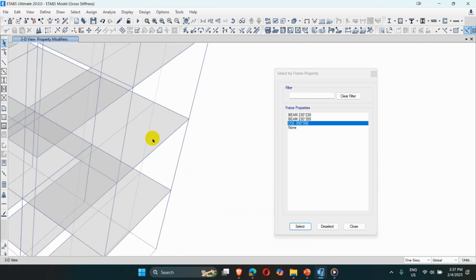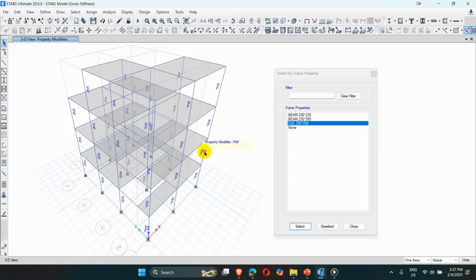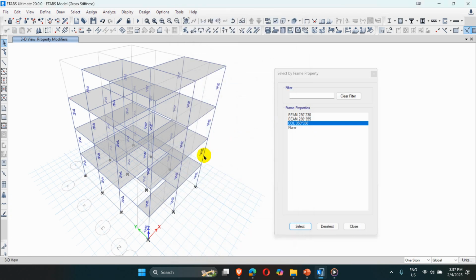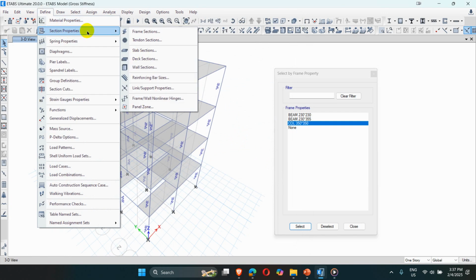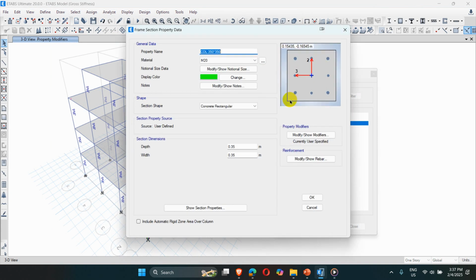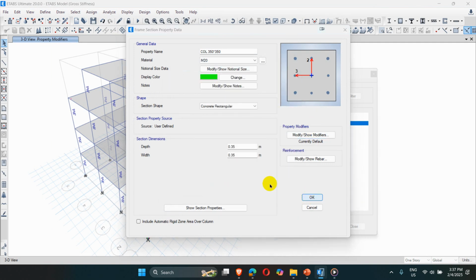Okay, so in this way the property modifier assignment can be seen, and if we click we can clearly see that the modifier of 0.7 has been assigned. And going to section, frame section, we have to keep that value as gross. No need to modify in both places.